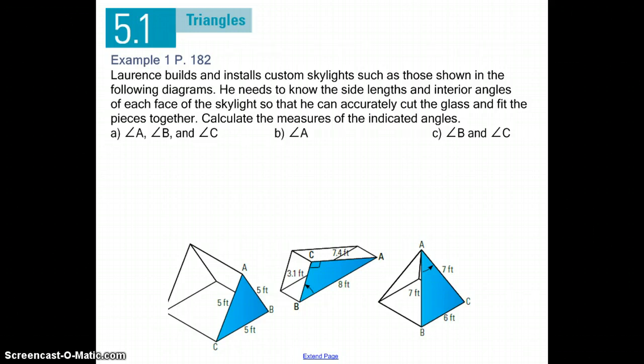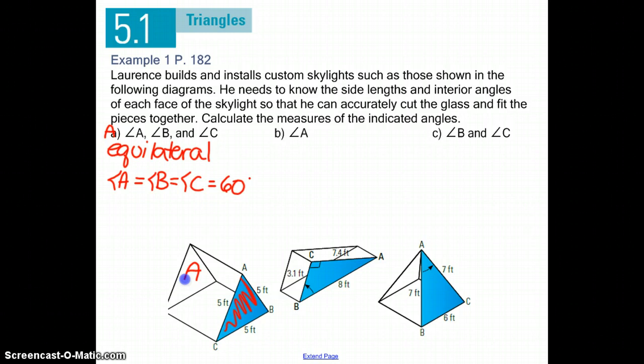Here you're given 3 different shapes, and this here would be the shape that we're going to look at in part A. So we want to find angle A, B, and C for this shape. What do you know about the triangle on the edge of this shape? All side lengths are the same. So what do we call that? Equilateral. Good. So this is an equilateral triangle. If you have an equilateral triangle, what does that mean for your angles? They're all the same. So what are your angles equal? 60. Good. So angle A equals angle B equals angle C equals 60 degrees.